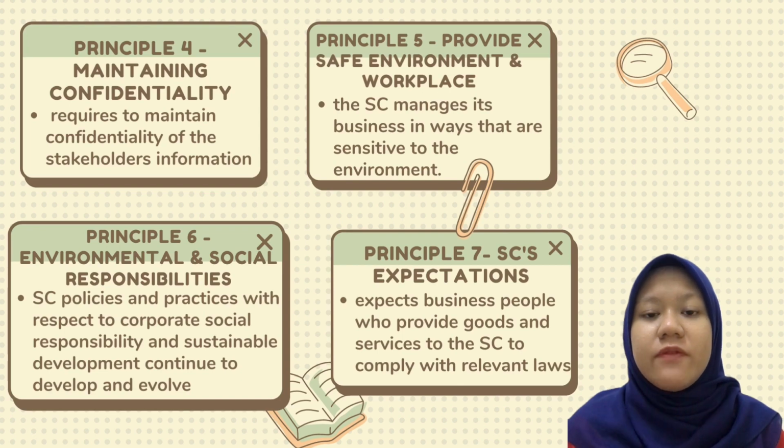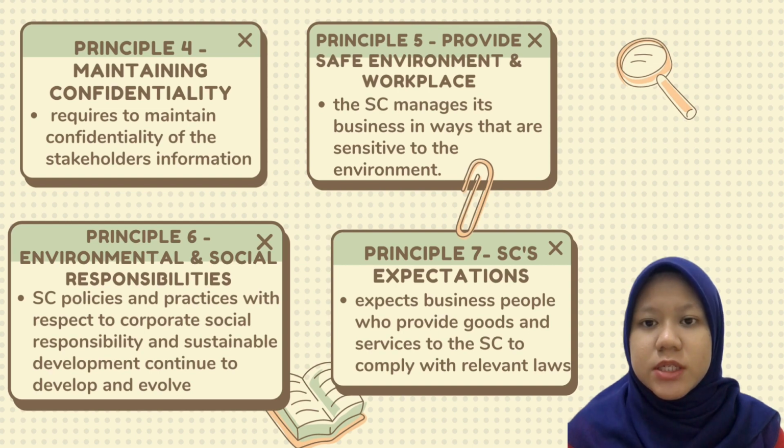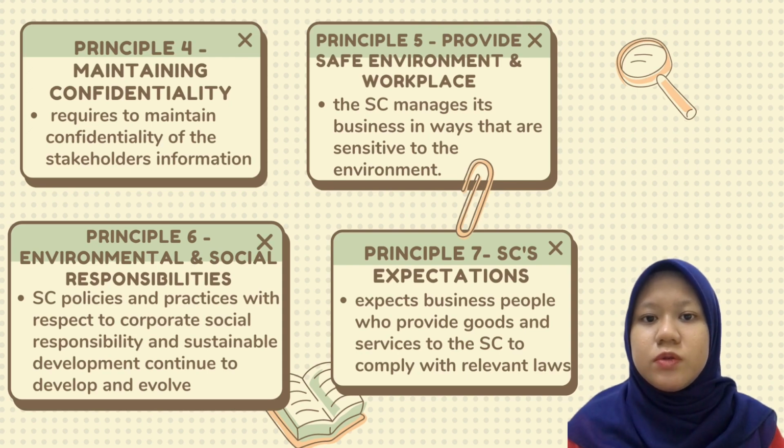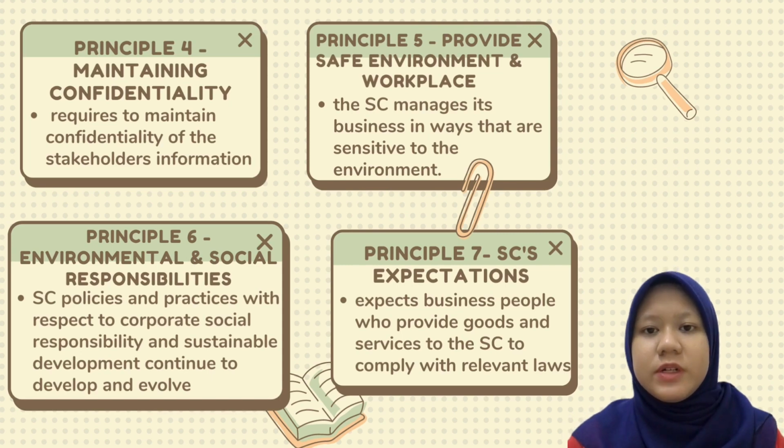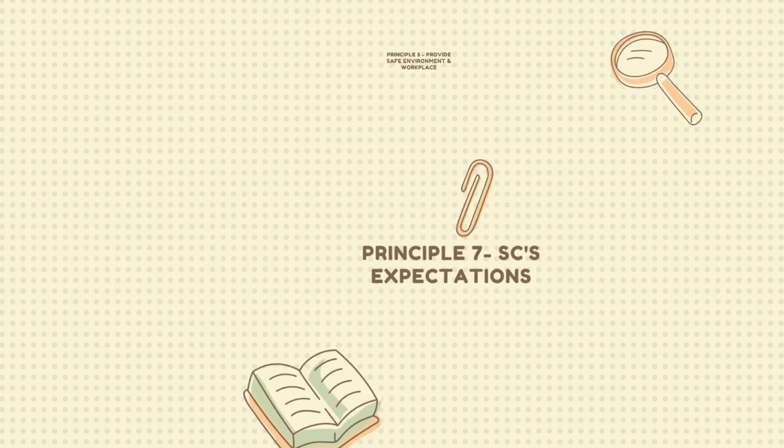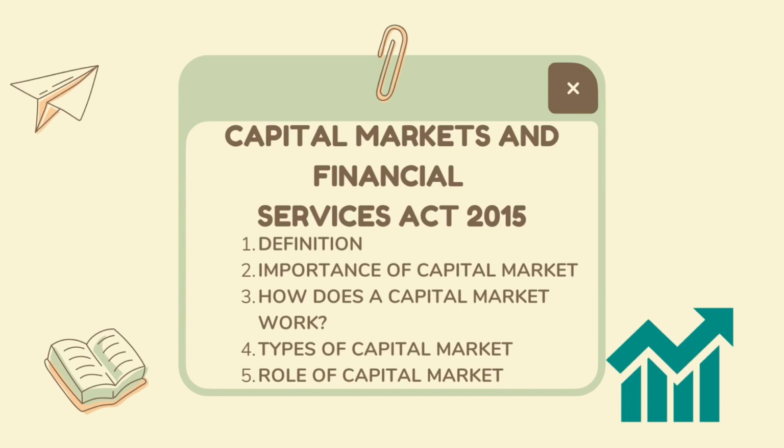Principle 6 is about environmental and social responsibilities. Besides serving as a responsible regulator, the SC's policies and practices with respect to corporate social responsibility and sustainable development continue to develop and evolve. Lastly, Principle 7 is about the SC's expectations of the people with whom it does business. They expect that business people comply with relevant laws and demonstrate the ability to meet the SC's requirements in terms of standard, quality and reliability. Next, we will move to the Capital Markets and Financial Services Act 2015.